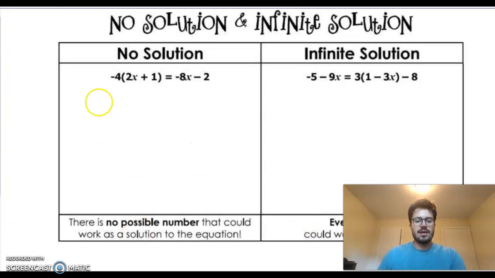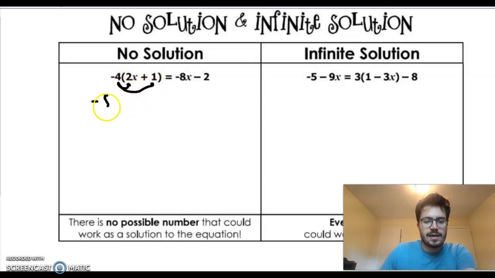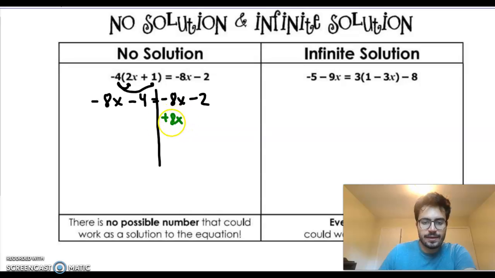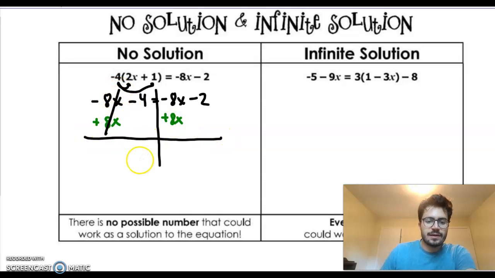Okay. Here, let's solve this equation. Let's go about it like we know how to. So we're going to do our distribution. Get negative 8x minus 4 equals negative 8x minus 2. I want to bring all my variables to one side. I have negative 8x, so I'm going to add 8x. That's going to get rid of them. I have negative 4. Get rid of them here too.